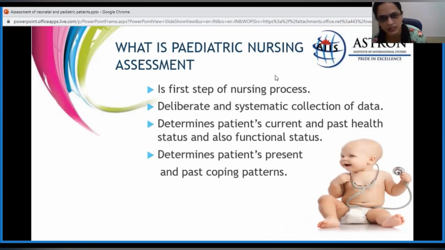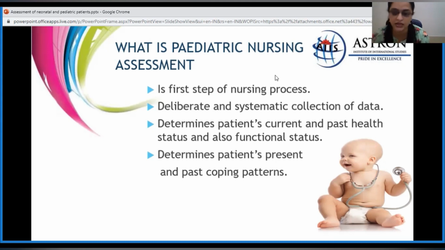In the nursing process, we have the assessment, then the diagnosis, then planning, implementation, and evaluation. Again, the evaluation will turn back to the assessment. So the assessment is a main aspect. It is the deliberate and systematic collection of data to determine the patient's current and past status, the functional status of the patient and the child, and the patient's present and past coping patterns.